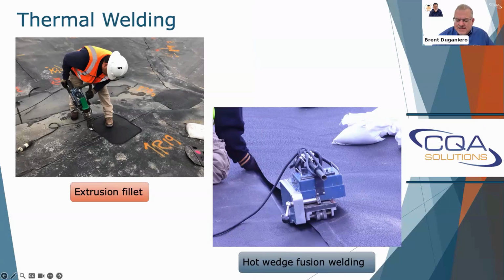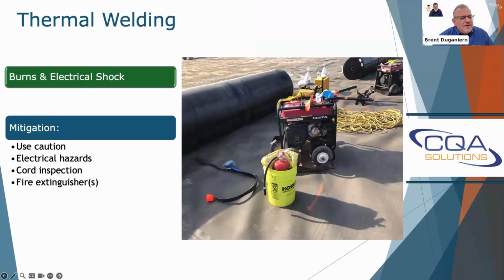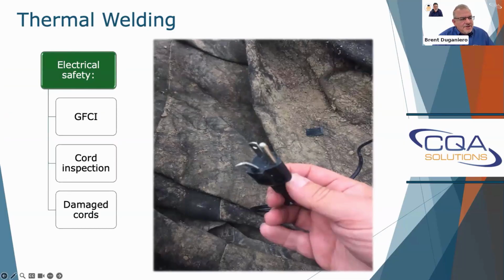We're not going to go into the details of the differences between the two in this particular class, this webinar, but it is a thermal weld. It does use electricity and it uses heat to form your bond. So with the heat and electricity, we of course need to use caution. There are electrical hazards, the use of the generator, you have extension cords. You should always make sure you've got a fire extinguisher nearby. You should be performing a cord inspection for your extension cords.